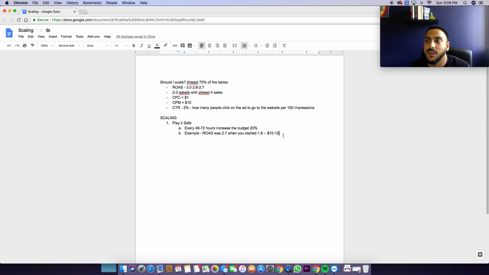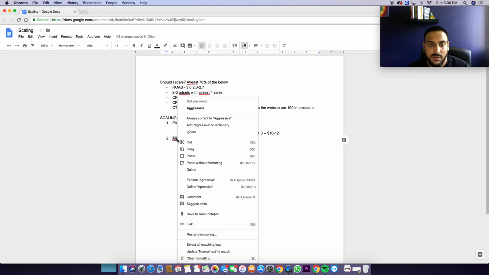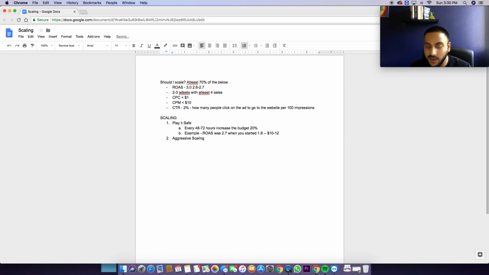So you just increase the budget 20% as long as you have the return on your ad spend, or as long as you're profitable, right? So second is aggressive scaling. The way I do this, and this is usually what I do nowadays, because I like to scale fast and I like to see if a product is worth scaling, because I'm testing so many products that if I do 20%, it's going to take up a lot of time. Even with automation, even with the rules and all that, it's still going to take a lot of time for me to monitor all the ad sets and to look at them every day.